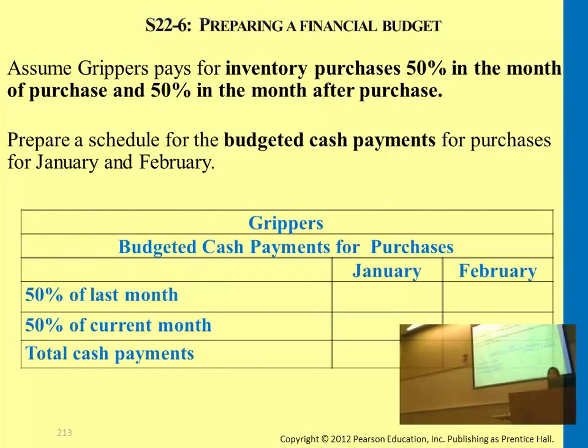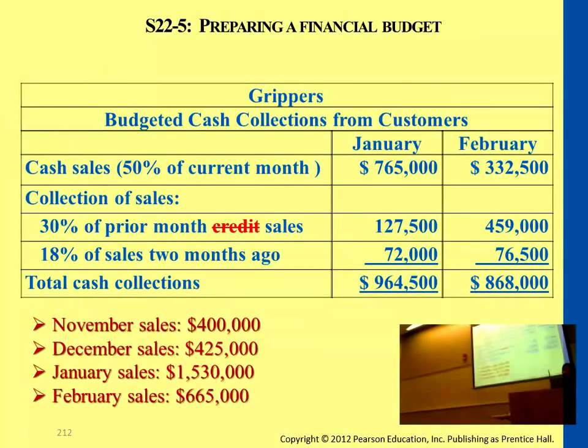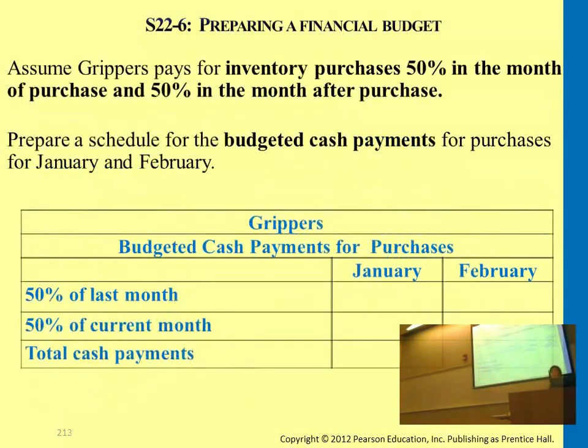So for December purchases, you have December sales, right? December sales, then how do you get the inventory that you purchased for December sales? So follow the same inventory policies from the previous table to find out December's purchases.